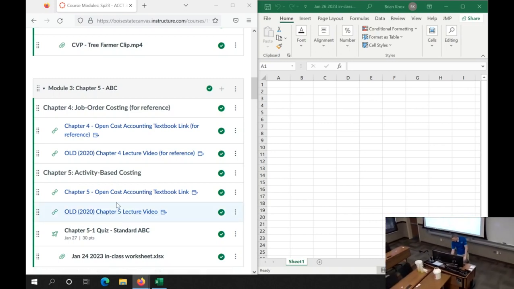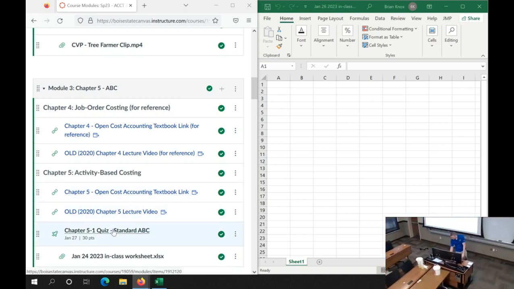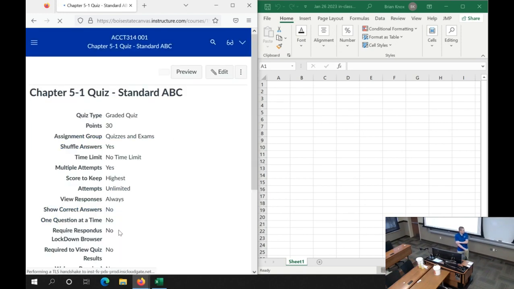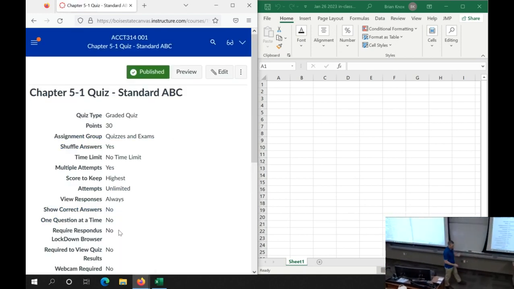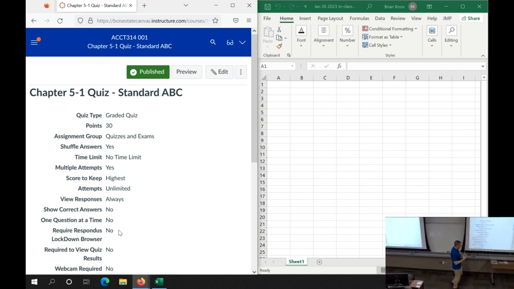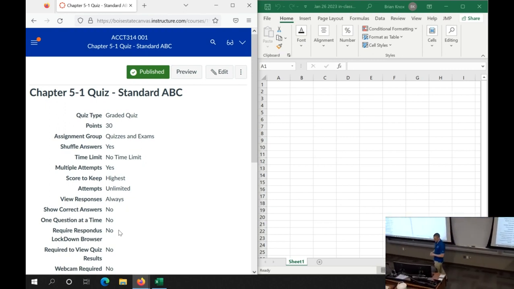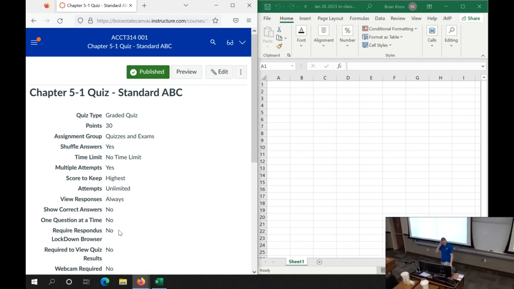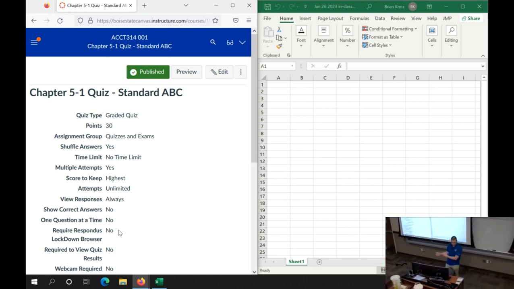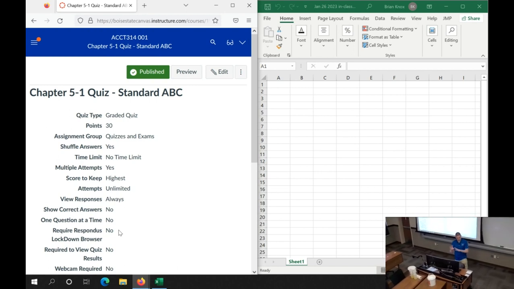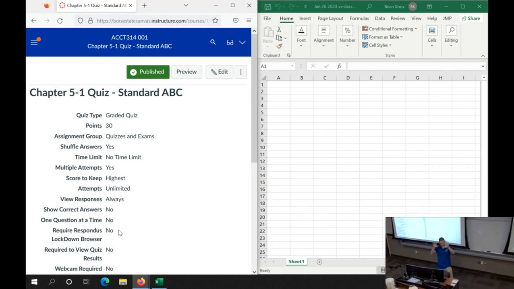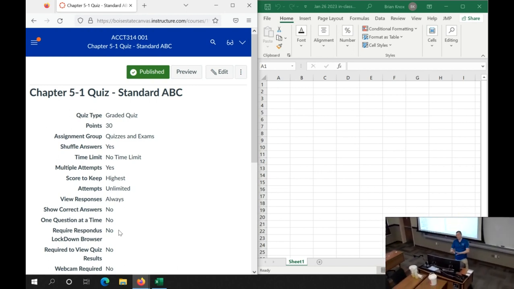Well, the plan for today is to continue going over the 5-1 quiz, this module's quiz, standard ABC. And once we're satisfied that we've got a good feel for all the kinds of questions that it's going to ask, then I'm happy to start talking about the advanced ABC stuff, which, spoiler alert, is first stage allocation and second stage allocation.